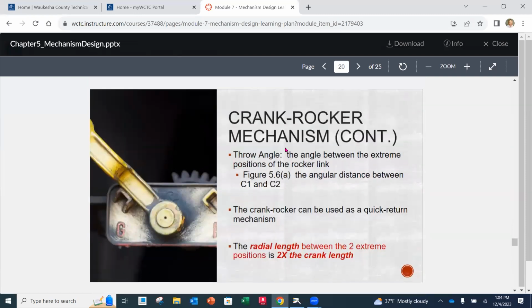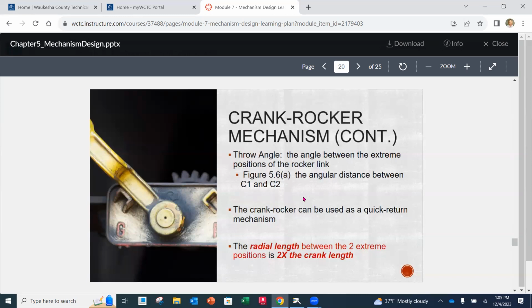Yeah, so there's multiple different ways, but that's a classic example of that. Now, when we talk about a crank rocker, the output that we're looking at is called the throw angle. That's the angle through which we want to do our total oscillation. So the throw angle is the angle between those extreme positions on that rocker link.